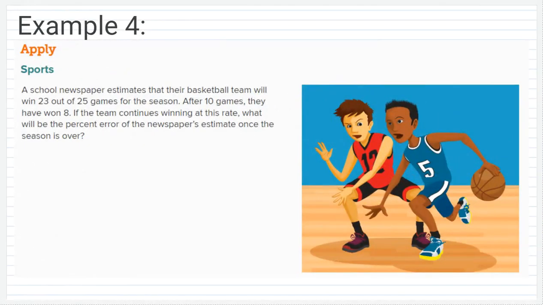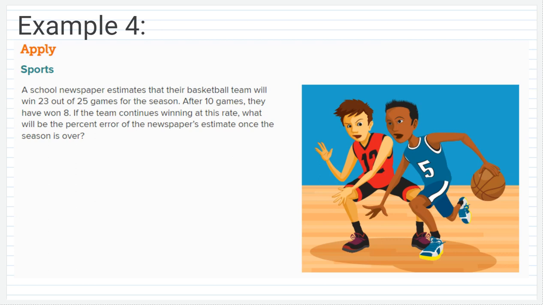All right, so we're going to take a look at two a little bit more complicated examples. In this first one, it says a school newspaper estimates that their basketball team will win 23 out of 25 games for the season. After 10 games, they have won 8. If the team continues winning at this rate, what will be the percent error of the newspaper's estimate once the season is over? So with this question, you do have some options.